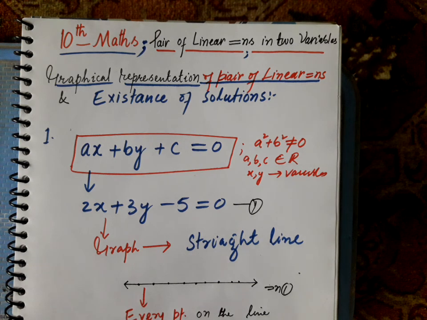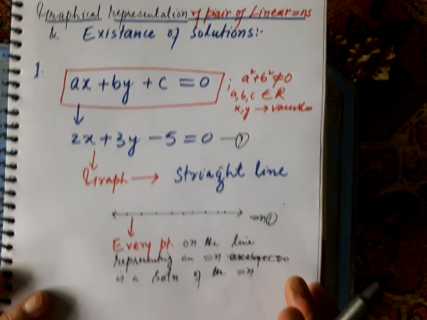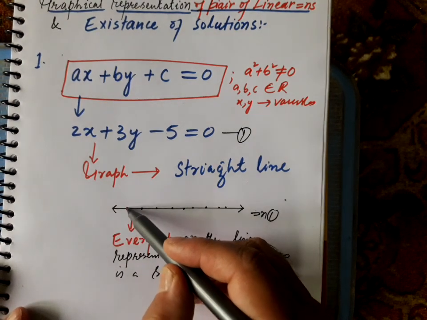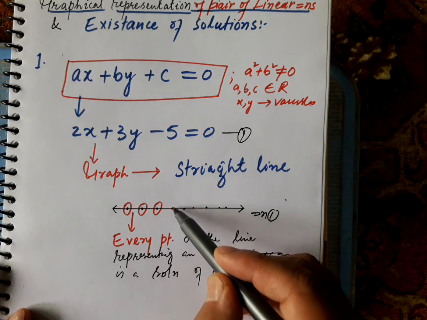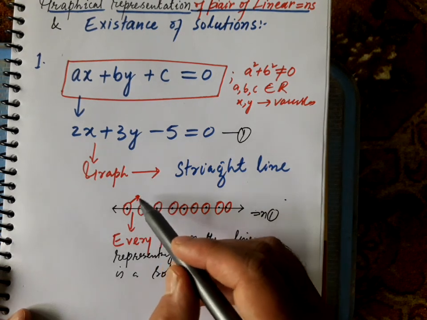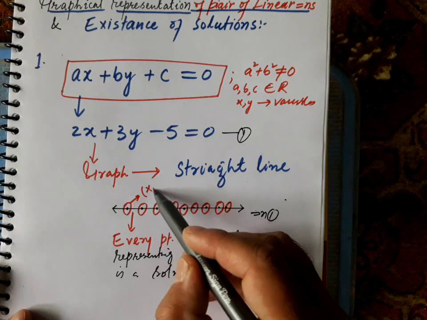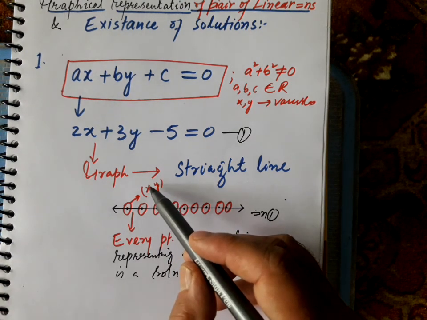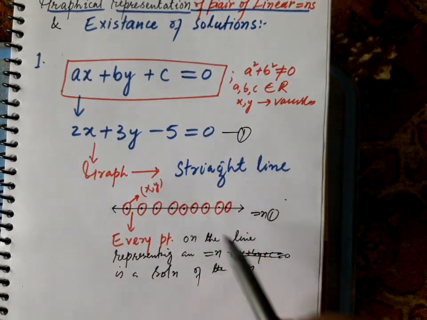Every point on the line representing the equation ax plus by plus c equal to 0, this linear equation in two variables, is a solution of the equation. हर पॉइंट जो इस लाइन पे होगा, वो इस इक्वेशन का सॉल्यूशन होगा। Every point has coordinates x, y, two coordinates, one value of x and one value of y, which will satisfy the whole equation.